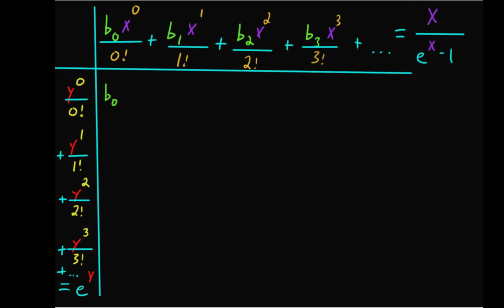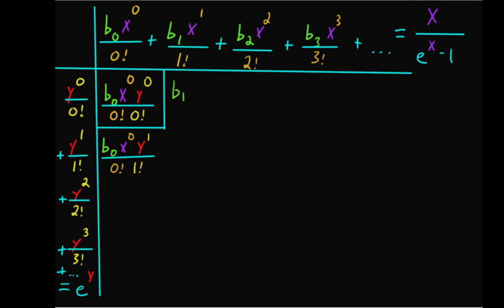And our first term, when we multiply these two series together, would be b sub 0 times x to the 0 times y to the 0 all over 0 factorial times 0 factorial. So we can put a box around that term and go to the next diagonal. So moving down, we would have b sub 0 times x to the 0 times y to the first all over 0 factorial times 1 factorial. And then moving up and to the right, we would have b sub 1 times x to the first times y to the 0 all over 1 factorial times 0 factorial.